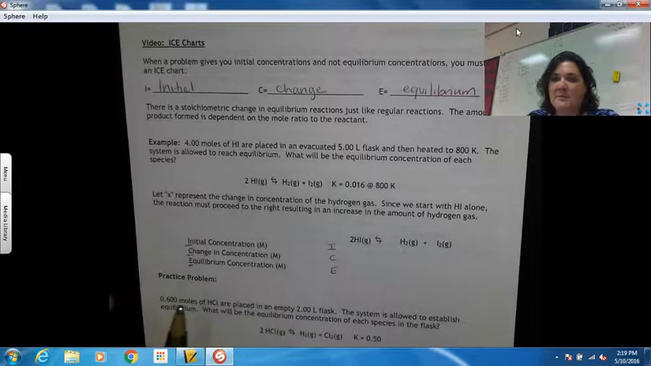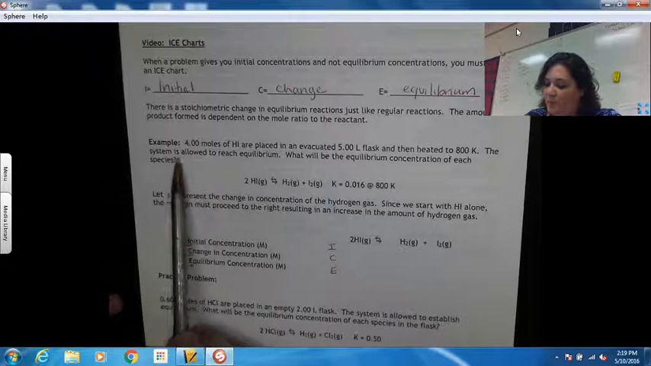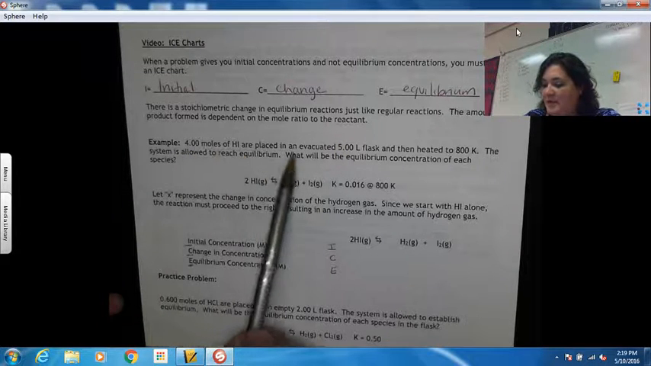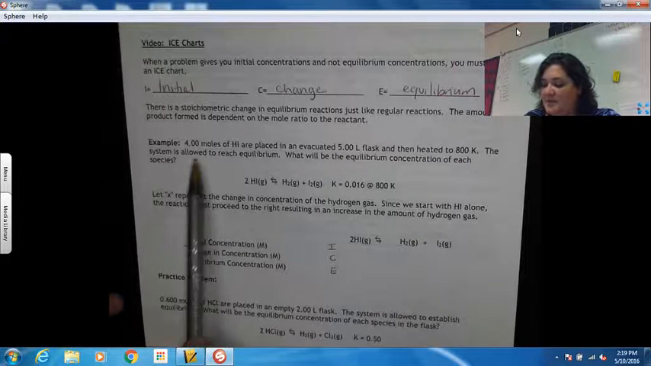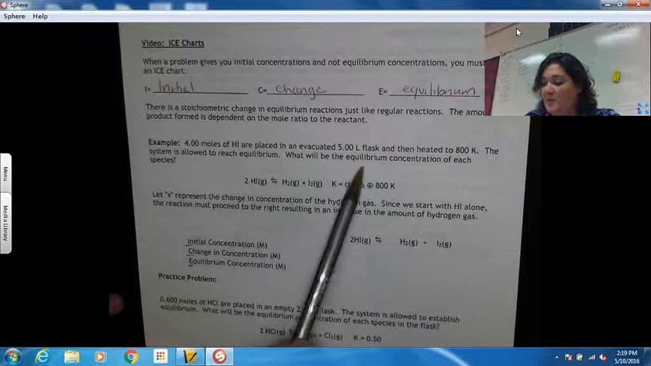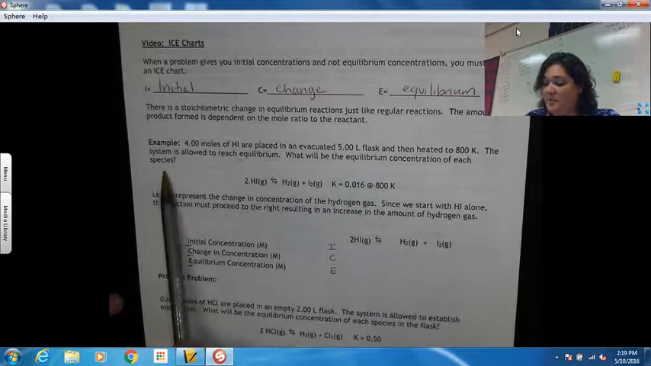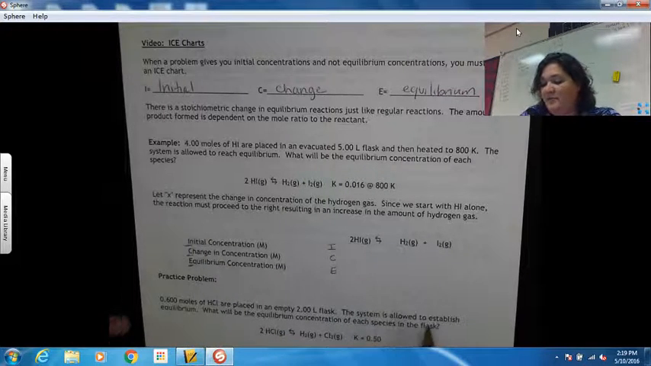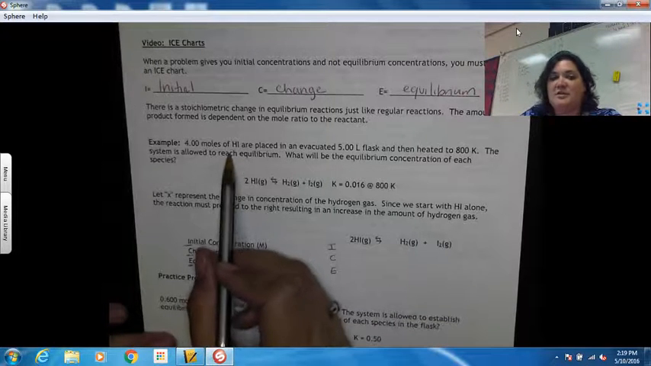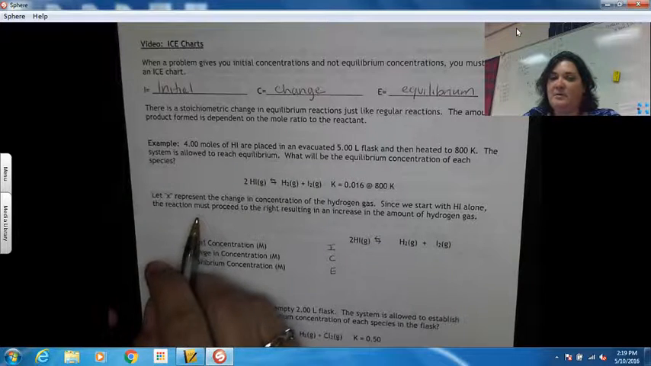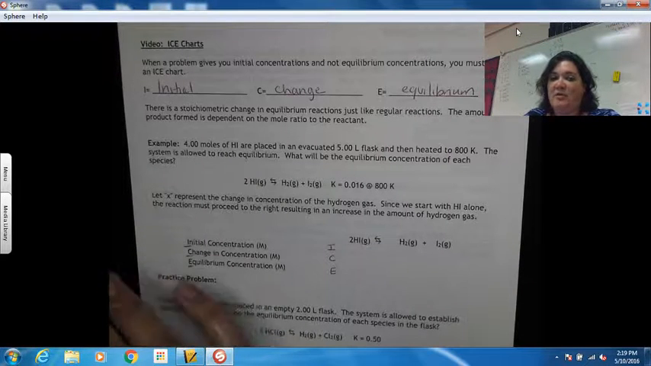Okay? So, for example, we have 4 moles of HI placed in a 5-liter flask and then heated to 800 Kelvin. The system is allowed to reach equilibrium. What will be the equilibrium concentration of each species? So again, one way we know this is an ICE problem is that we were not given the concentration of HI at equilibrium. Okay, it was just at the beginning, or the initial concentration.